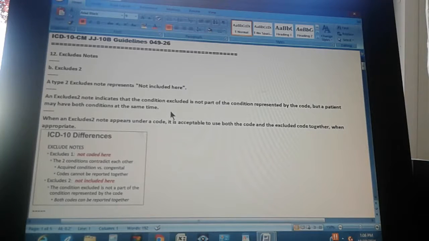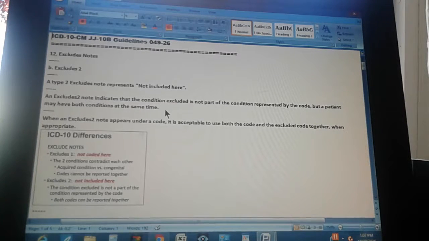An Excludes 2 note indicates that the condition excluded is not part of the condition represented by a code, but a patient may have both conditions at the same time. When an Excludes 2 note appears under a code, it is acceptable to use both the code and the excluded code together when appropriate.